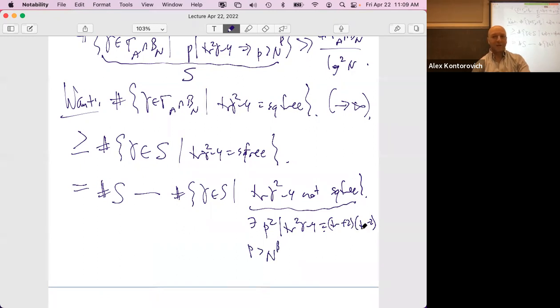Okay, and these two numbers differ by 4. So actually p squared either divides trace plus 2 or trace minus 2, because if it divides both, then it divides 4. Yes, exactly. Okay, and this number is of size n. So that means that p is at most size root n.